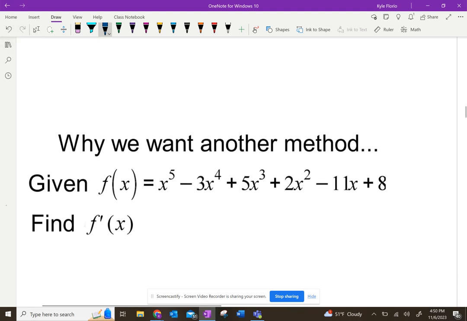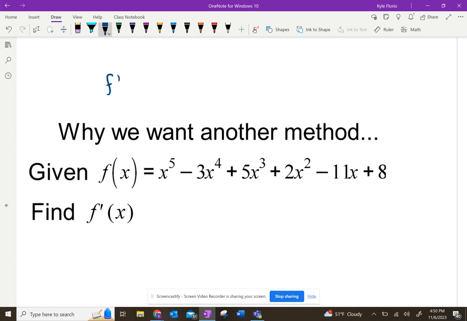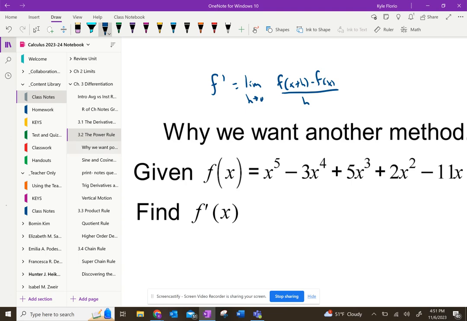We'd have to go to our limit definition, and that's the limit as h approaches 0 of f of x plus h minus f of x over h as h goes to 0. And to do that for this function, that's a lot of work. The f of x plus h part in particular, each of these x's turn into x plus h's, and you have to expand all those binomials.